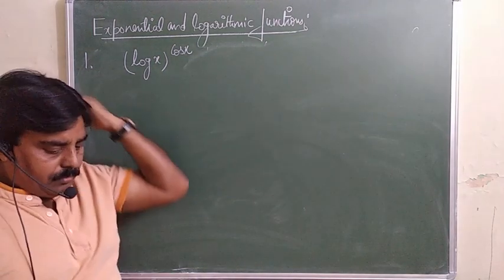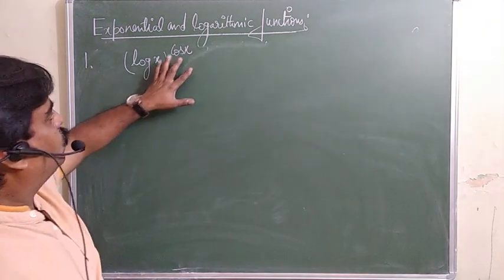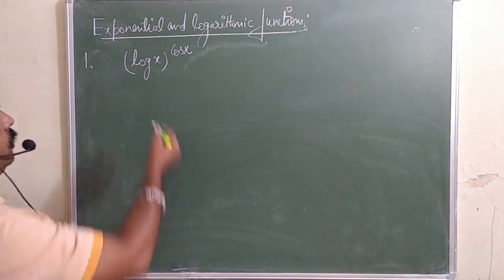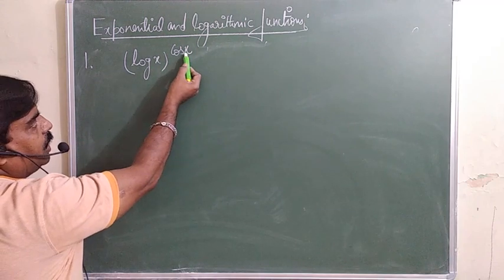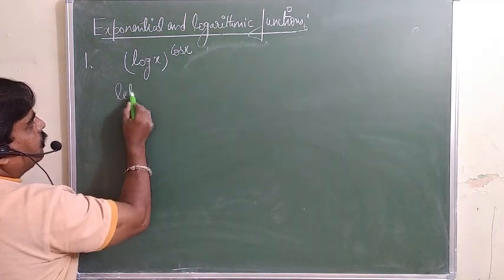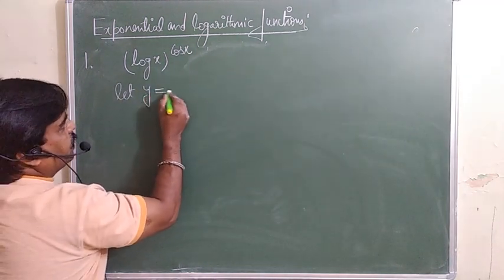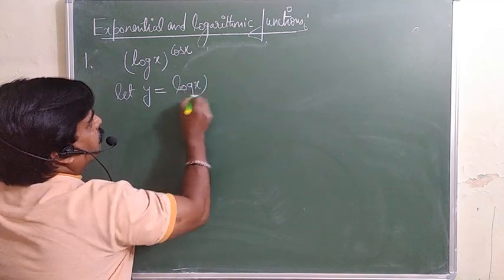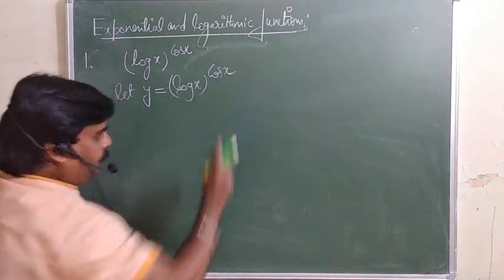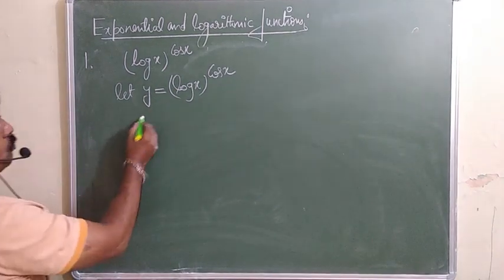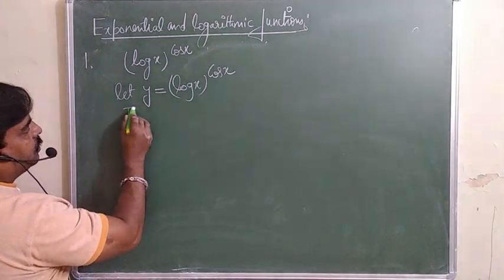Yes. Now the question is (log x) raised to the power cos x. See now, the exponent is a variable, so you can assume let y equal (log x) raised to the power cos x. Now you have to take the log of both the sides.